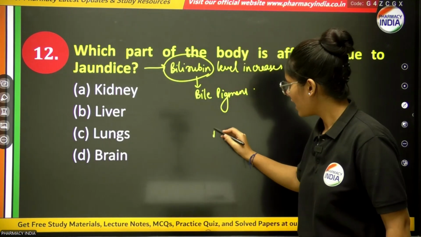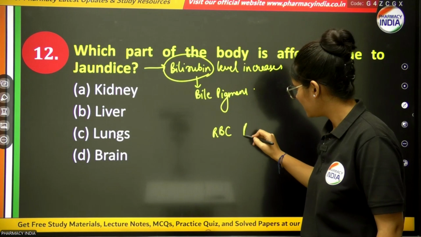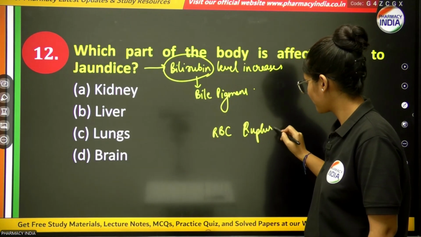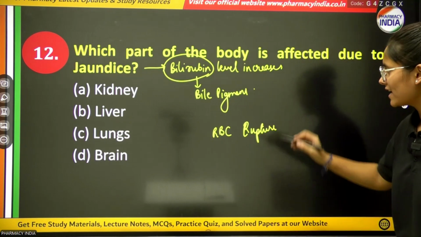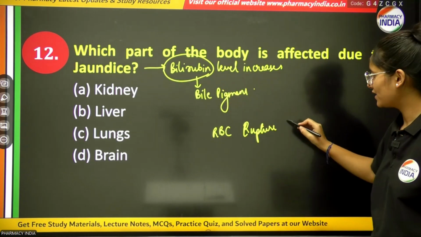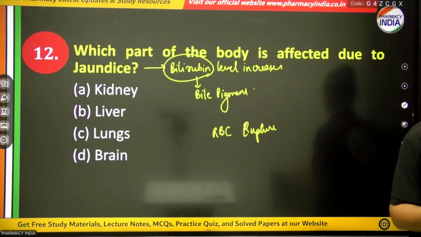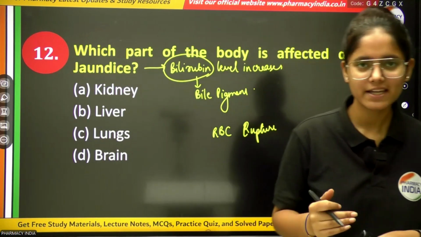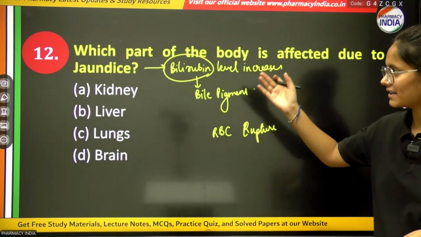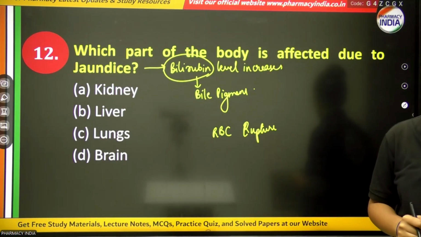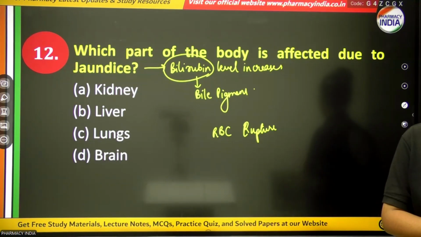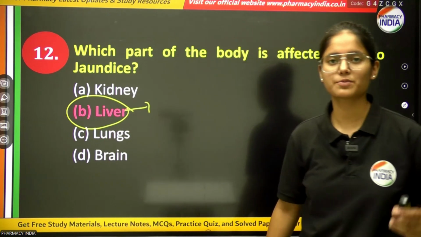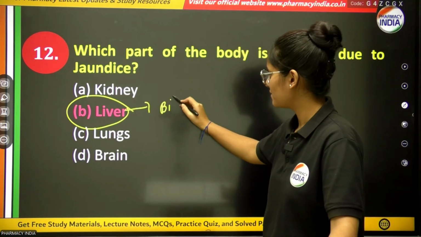Clear? So if RBCs rupture more quickly than usual, it produces more bilirubin, and due to the increased amount of bilirubin, your body becomes yellowish in color, means your skin and your eyes become yellowish, and that problem is known as jaundice. And the part which is mainly affected due to jaundice is the liver, because the liver is the organ which produces bile juice.